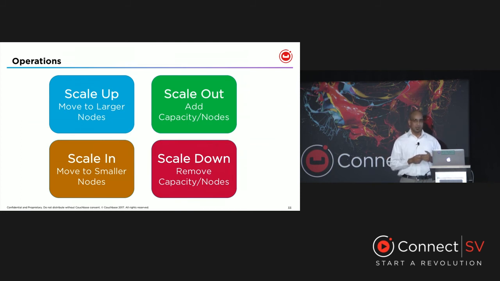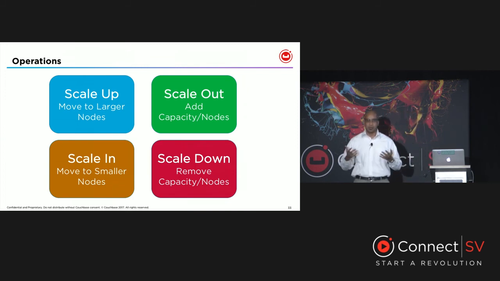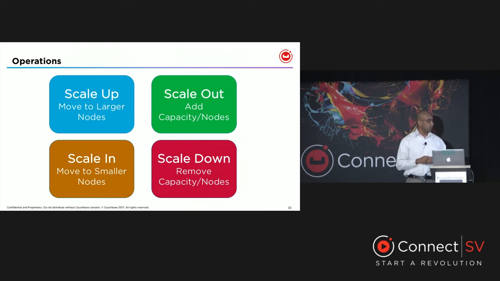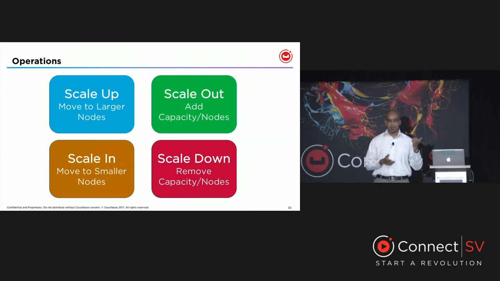Similarly, if you want to scale in, because of seasonality, you moved to a bigger node, now you want to go back to a smaller node, things work as is. Again, scale out and scale down, if you want to add and remove capacity, all the index operations are very seamless. The only thing is that you must create replicas. Without replicas, none of this will work, right?